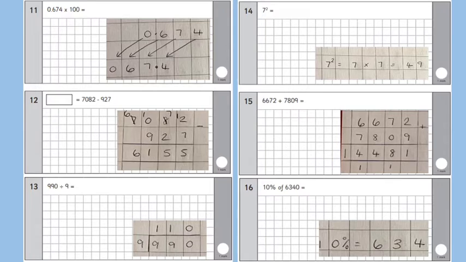Number 12, this is basically just a simple subtraction where the equals sign, the answer box, is on the wrong side of the equation. So it's just a straightforward subtraction, so the answer was 6,155.